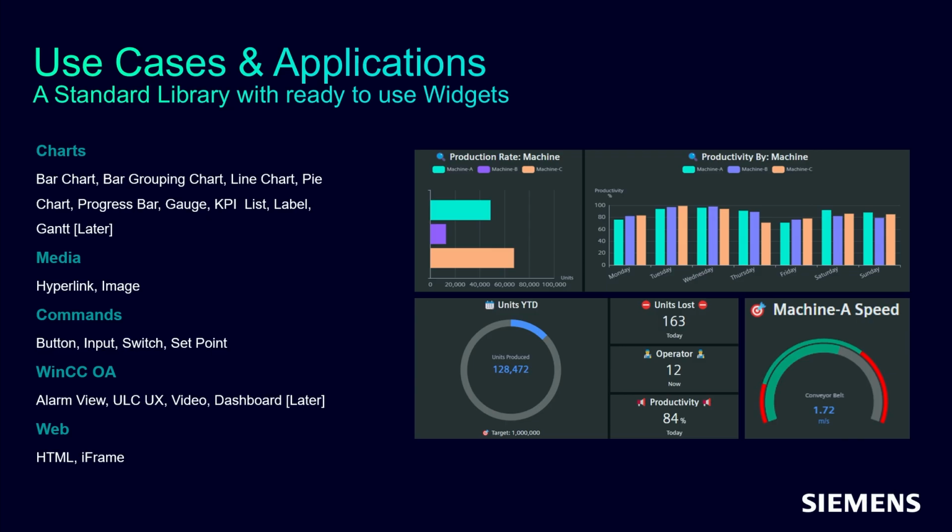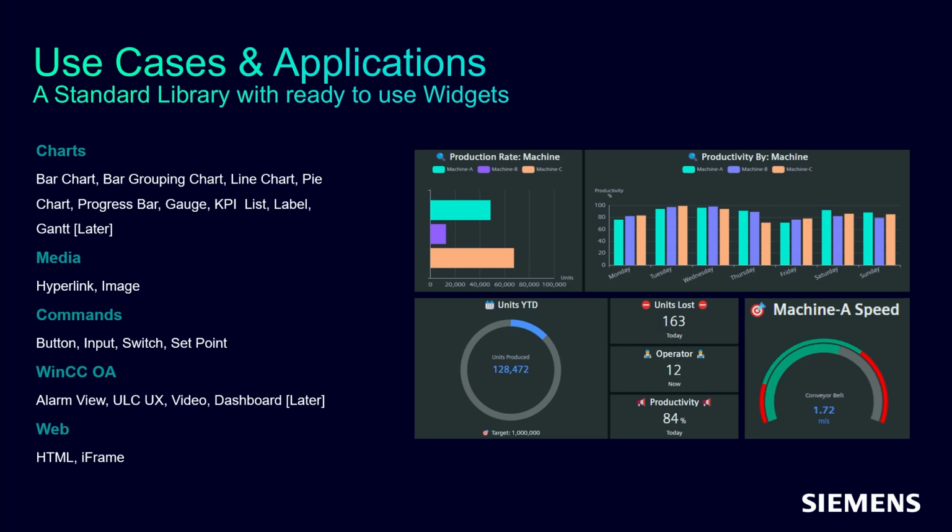And in the future, we will also have a Gantt chart again, like in the Angular dashboard. If you want to show an image or something similar, you can use the media standard library, hyperlink, and image widgets. If you want to set data to WinCC OA, please use the command widgets like button, input, switch, or setPoint.